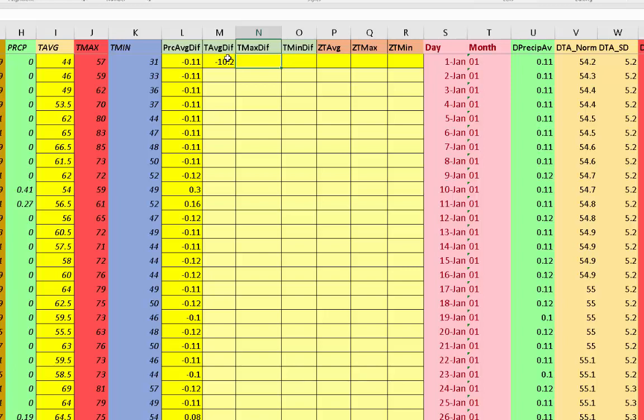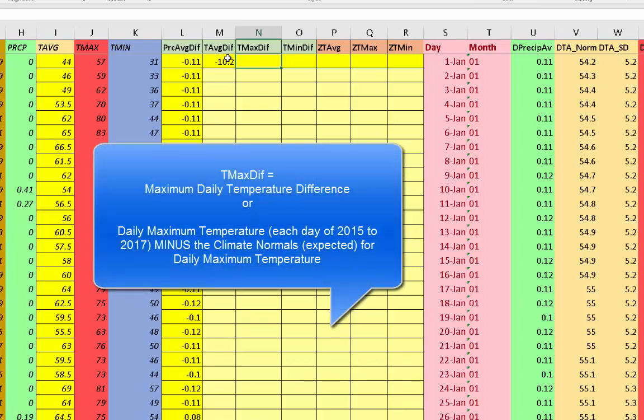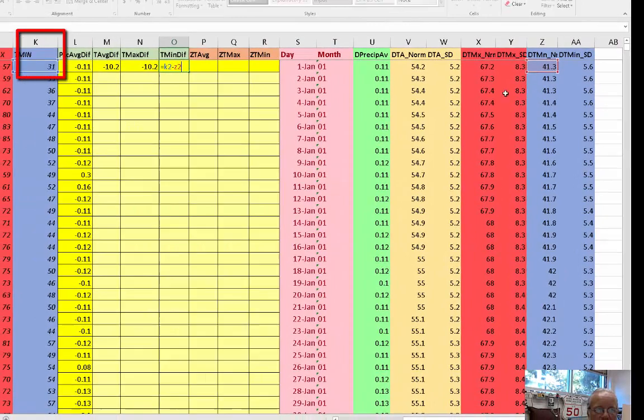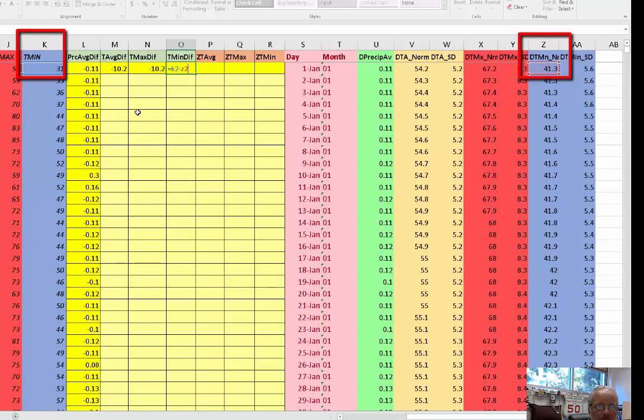Going to repeat this process, and in this column we will calculate the difference in maximum temperature on the observed day and the 30-year climate normal. That's equals J2 minus X2, the difference between the values in the red columns, and then we're going to repeat it once more for the minimum temperature, and that's K2 minus Z2. Scroll over here just a moment so you can see that it is the values in these blue columns.